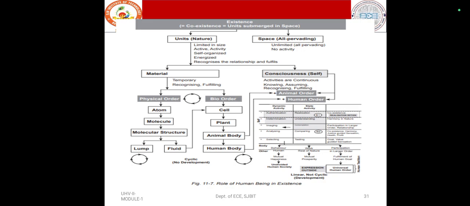So this is the unfolding of the coexistence in the form of physical order. At each level, the unit is in space, submerged in space. It is energized. It is self-organized. It recognizes its relationship with every other unit in space and fulfills it. There is a definite recognition and fulfillment. Of course, at the base is the coexistence, it is ever present.